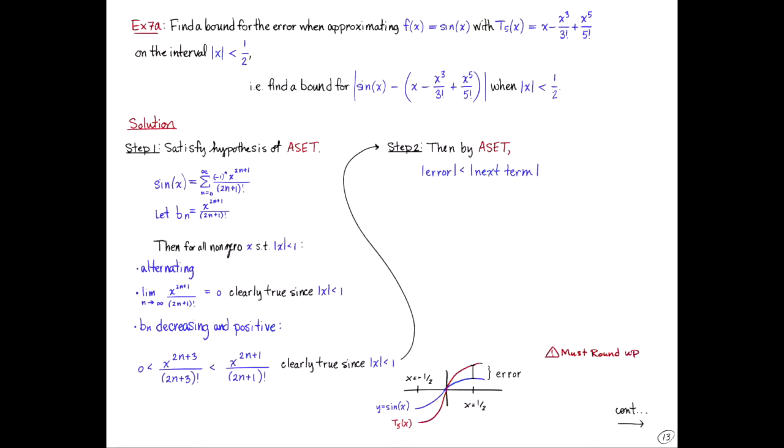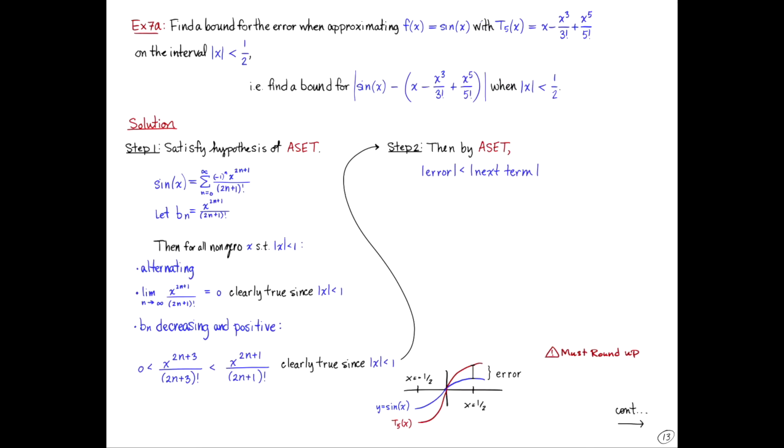Let's do another example. Going back to our f of x equal to sine x, let's find a bound for the error when we're approximating it with the 5th degree Taylor polynomial on the interval where the absolute value of x is less than 1/2. Alternatively, asking the exact same thing, we could word it differently, saying find a bound for the absolute value of sine x minus x cubed over 3 factorial plus x to the 5th over 5 factorial when the absolute value of x is less than 1/2.